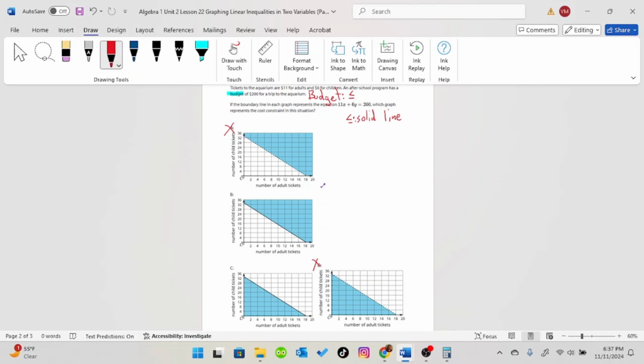So we just need to know whether we should shade in the area under the solid line or above the solid line. So you take a point and check it. The easiest point is the origin, (0, 0). Well, if there are no adults and no children, that would mean no money, and 0 is less than 200. That means we want all the points under the solid black line. We do not want the points above. The points above would make us go over budget, spending more money than we have available.